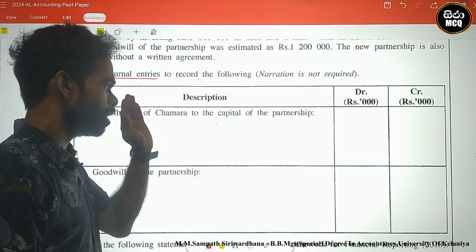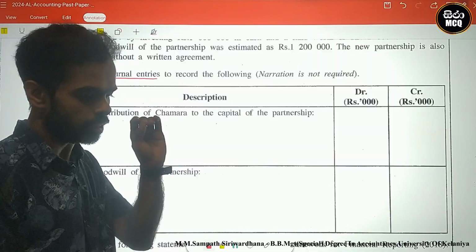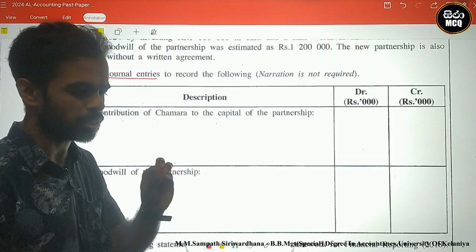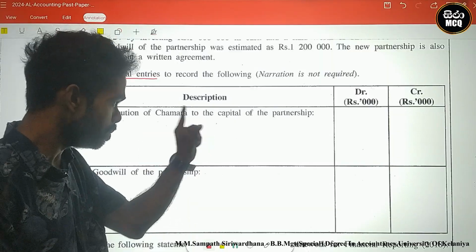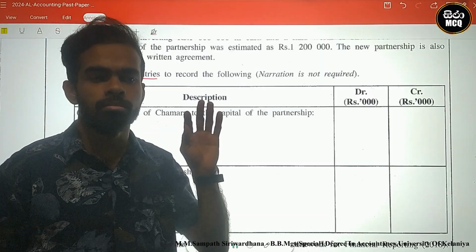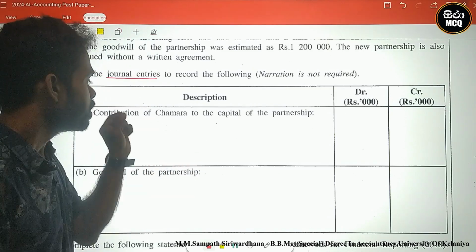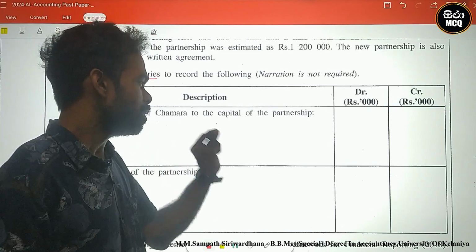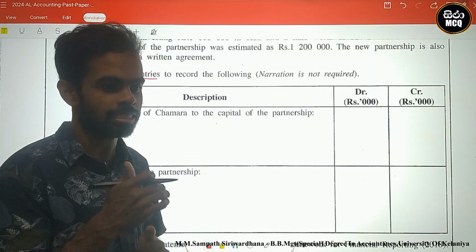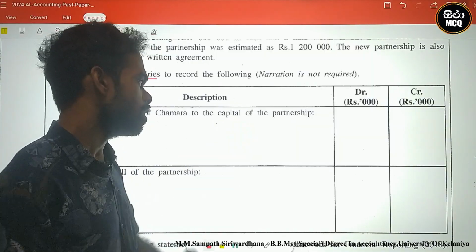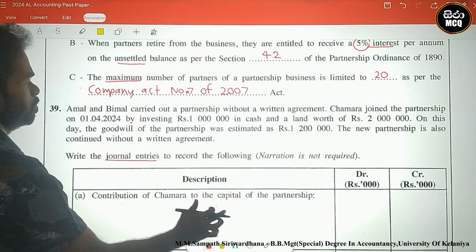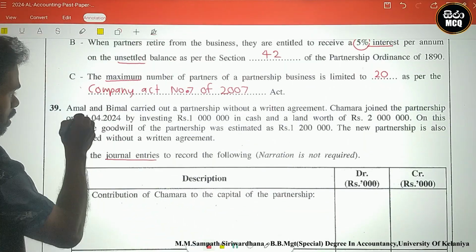Firstly, we write the Charmer investing some cash or some assets in the business. This is the capital. Look here. The capital contribution means investing by Charmer to capital. The capital means the assets invested in the partnership. Look here. First, we read the question.